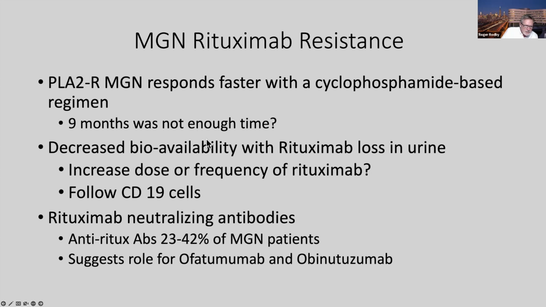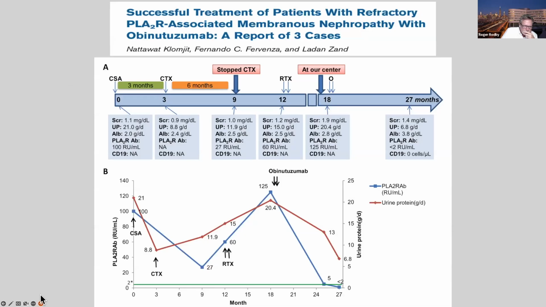We also talked about the decreased bioavailability of rituximab. With being that nephrotic, maybe it's all lost in the urine, and maybe we should increase the frequency of it, follow CD19 cells to make sure that he had an adequate dose. And we talked a little bit about rituximab neutralizing antibodies, because rituximab is a human mouse chimeric antibody, and so a high percentage of patients will form antibodies. Doesn't mean they all don't respond, but there is the consideration for a role of ofatumumab or obinutuzumab, which are both humanized, pure human anti-CD20 antibodies.